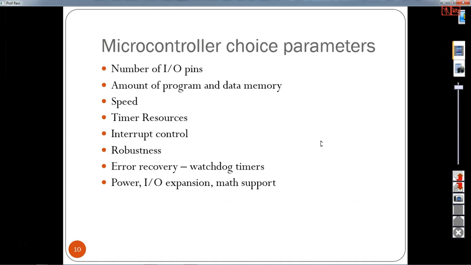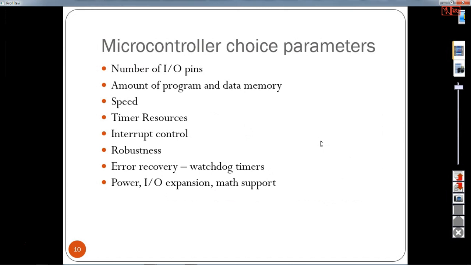Then the amount of program and data memory it has on chip, because if you are writing a complex and lengthier program, it should have enough memory. And speed, the clock speed. And then on-chip timer resources: how many timers are available and what features the timers have, and interrupt control: how many interrupts it can accommodate, how robust it is, and error recovery.